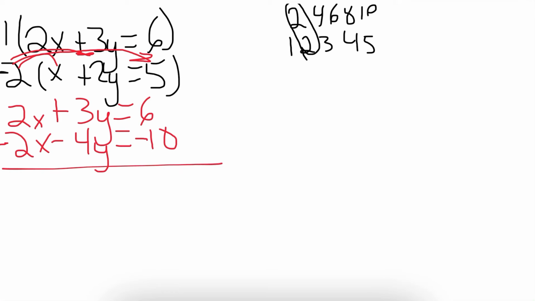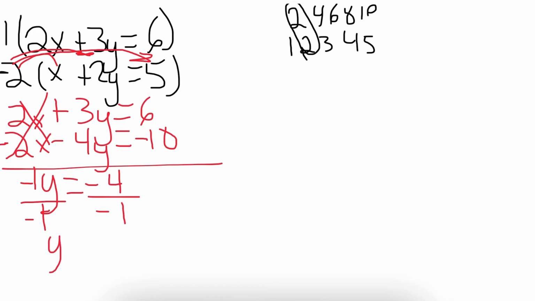So now I can add. So when I add, these two, of course, are canceling out. 3 plus negative 4 is negative 1. So negative y equals negative 4. So, of course, I want y by itself. So since I have that negative 1 here, I'm going to be dividing by negative 1. And that gives me y equals 4.